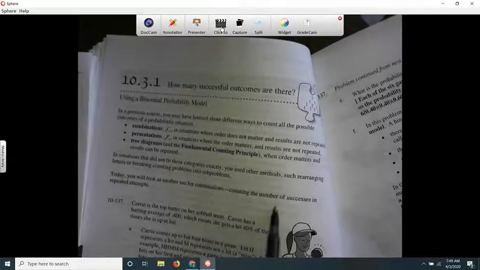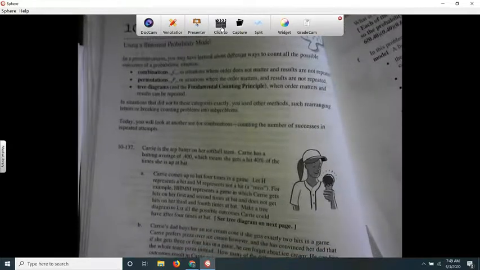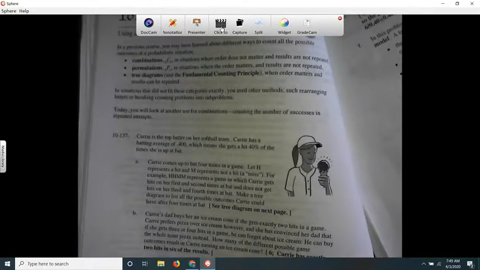We're going to be counting the number of successes in repeated attempts. So when I think of this, I always think of just coin tossing problems where you toss the coins and it can either be heads or tails, there's only two ways it can go. This problem right here is a little bit different than the coin tossing problem.